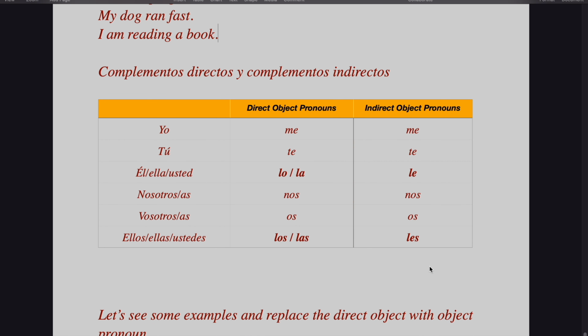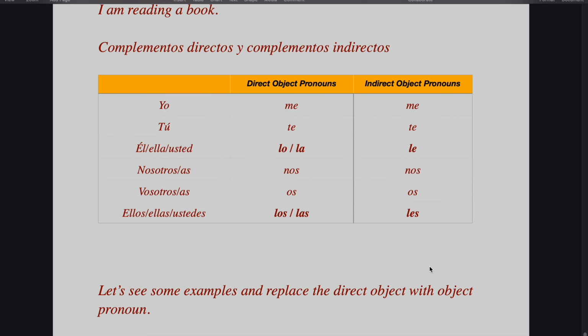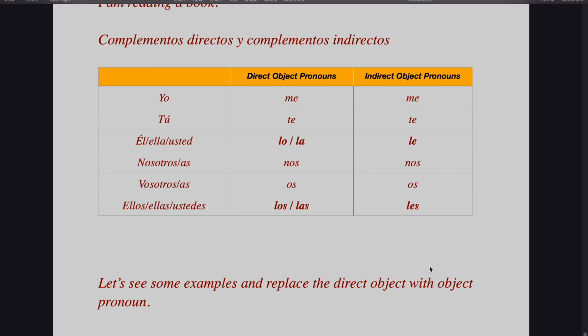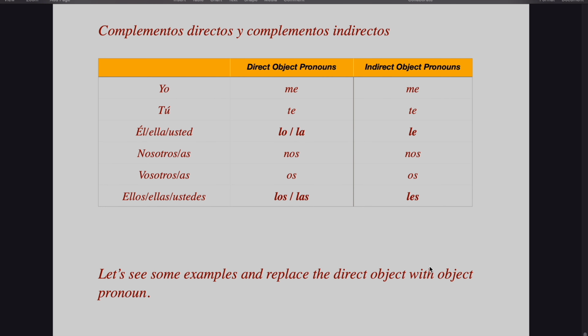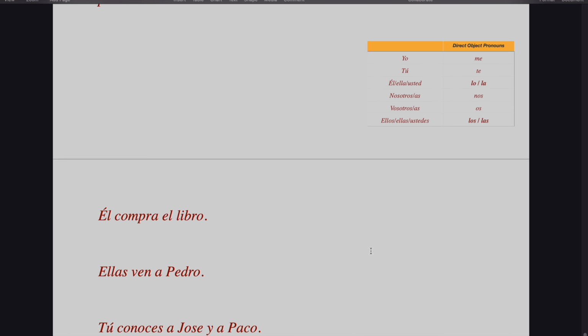If we see some examples, that will be much clearer for us. So let us see some examples and replace the direct object with the object pronoun. So let us keep this table in our mind and let us see some examples.